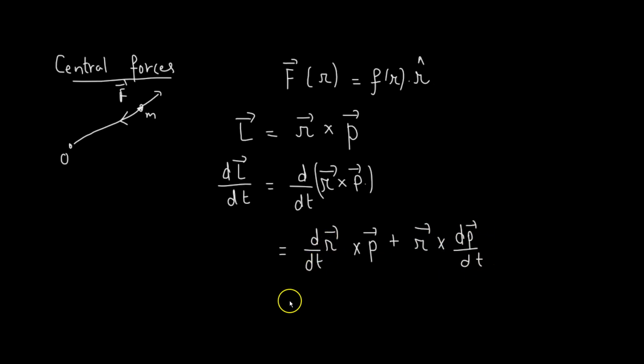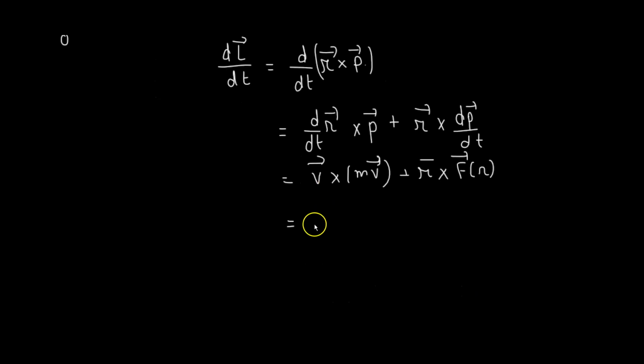So dr vector over dt is simply the velocity vector v, crossed with p vector, and using the definition that is m v vector, plus r vector crossed with the rate of change of momentum, which is our force vector F, a function of r vector. So m, which is a constant, times v vector cross v vector, plus r vector crossed with F of r, which we have said is a function of r times r cap.